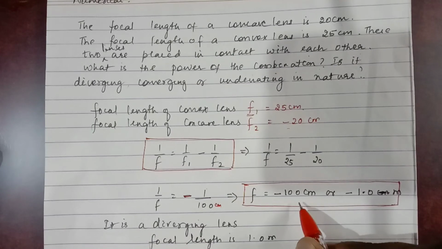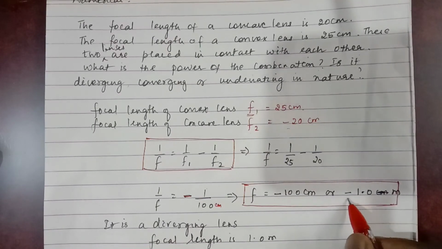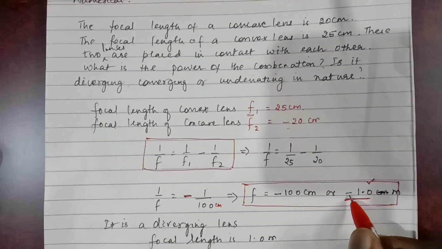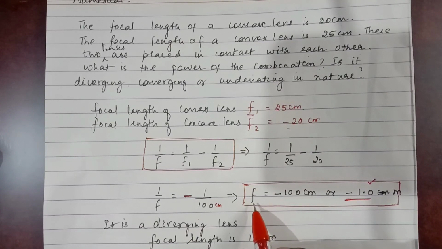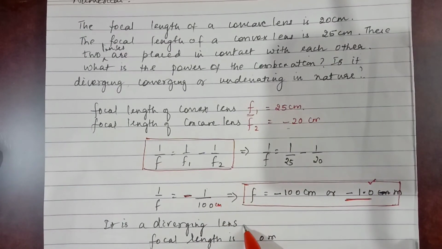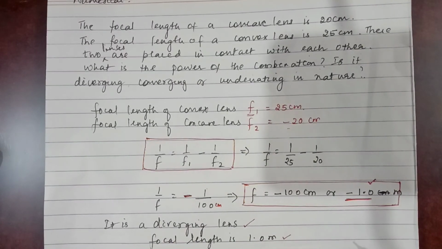See, that is in SI unit it will be minus 1 meter. Here the negative sign signifies the focal length is that of a concave lens and a concave lens is a diverging lens. So we got the answer. It is a diverging lens and the focal length is 1 meter.